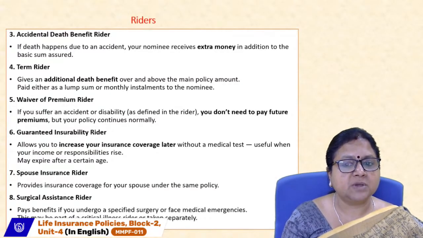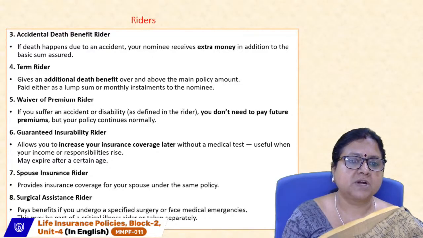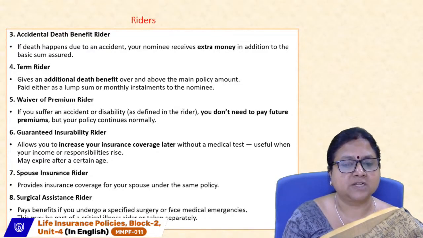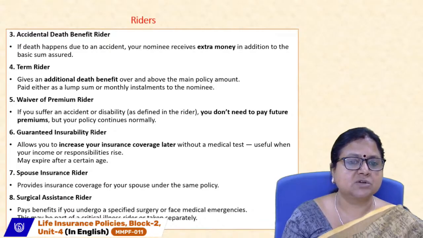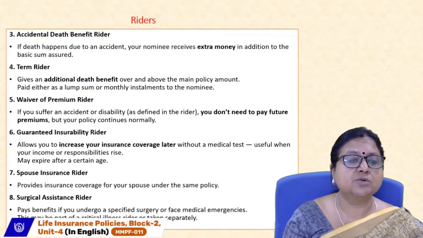There is a waiver of premium rider also. If you suffer an accident or disability, you don't need to pay future premiums, but the policy continues normally and you get the sum assured after the policy matures. So these are some types of riders which can be included in the policies.